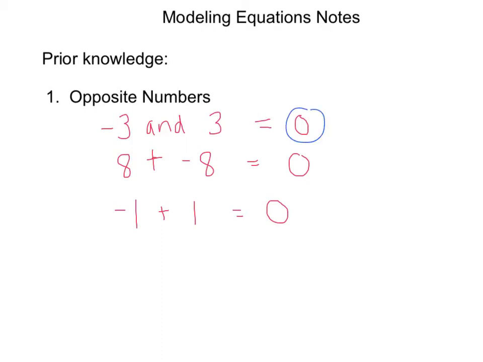So we see that every single time we're adding an opposite number to its opposite, we get 0. In this case, we're going to call this canceling it out. You'll hear me say that throughout the video. We're going to cancel a number out by adding its opposite number.